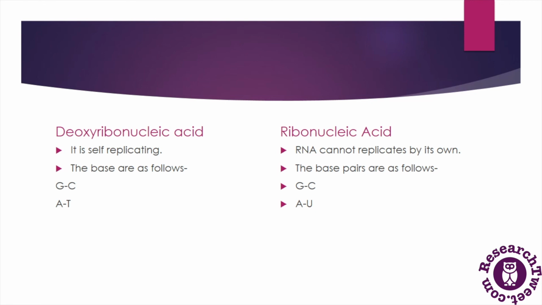Deoxyribonucleic acid or DNA is self-replicating and replicates through the process of DNA replication. But in the case of RNA, it cannot replicate on its own. In DNA the base pairs are guanine with cytosine and adenine with thymine. And in the case of ribonucleic acid, the base pairs are guanine with cytosine and adenine with uracil.